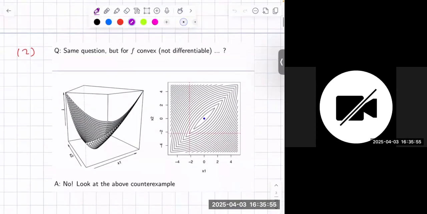How about if it is convex but not differentiable? Let's say I have a function that is still nice. When you plot it, it is convex, as you see. What's convex? You take 2 points, you connect the line segment. That line segment should stay above the graph.